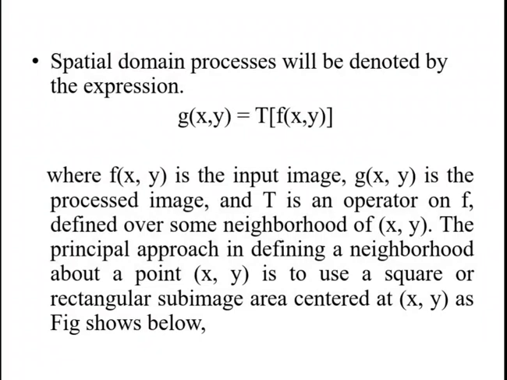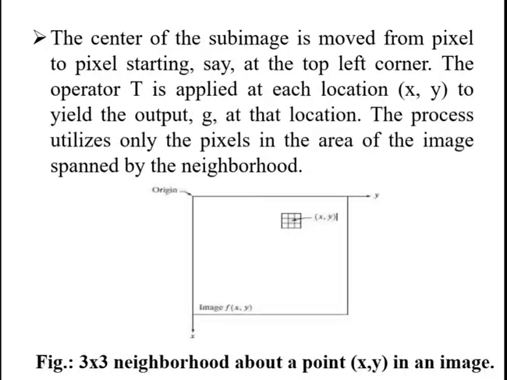The principal approach in defining a neighborhood about a point (x,y) is to use a square or rectangular sub-image area centered at (x,y), as the figure shows below. The center of the sub-image is moved from pixel to pixel starting, say, at the top left corner. The operator T is applied at each location (x,y) to yield the output g at that location. The process utilizes only the pixels in the area of the image spanned by the neighborhood.